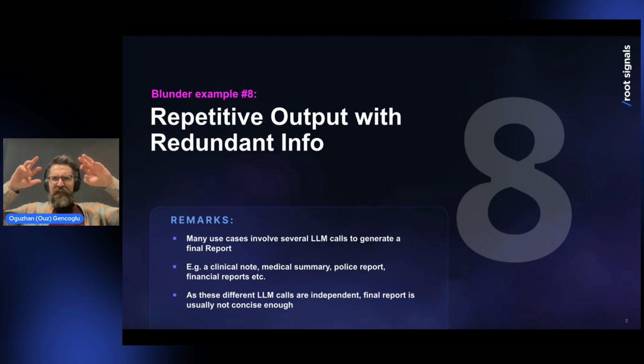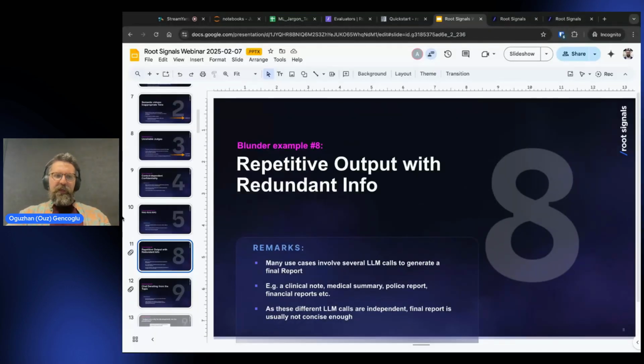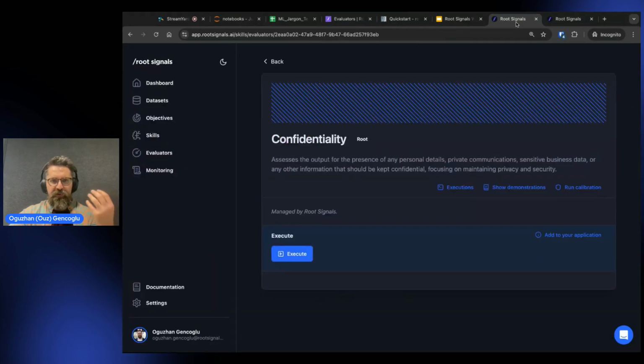The final report has a lot of redundant information. The most typical example here is a medical summary from patient background, patient-doctor transcripts, medical records, and all that. These are different LLM calls, and you create a final clinical report as such. And you want to measure if this is really concise. You don't want repeating stuff.